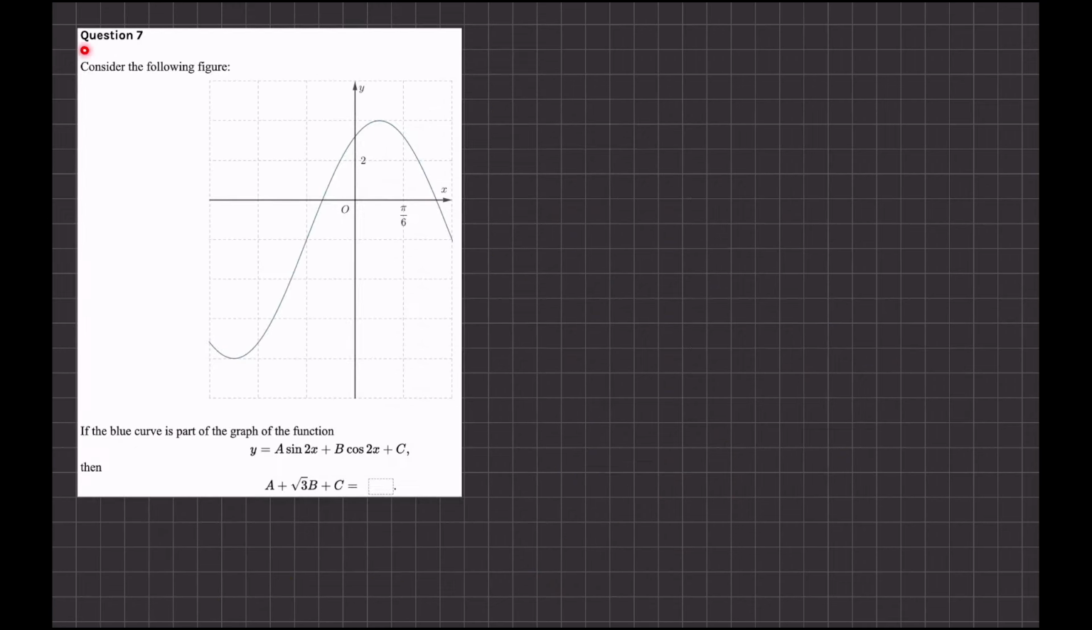Okay, finally, question number 7. Consider the following figure. If the blue curve is part of the graph of the function y equals A sine 2x plus B cosine 2x plus C, the value of this expression is wanted. Okay, so the way that I do it, I will try to find a sine function first that fits this graph.